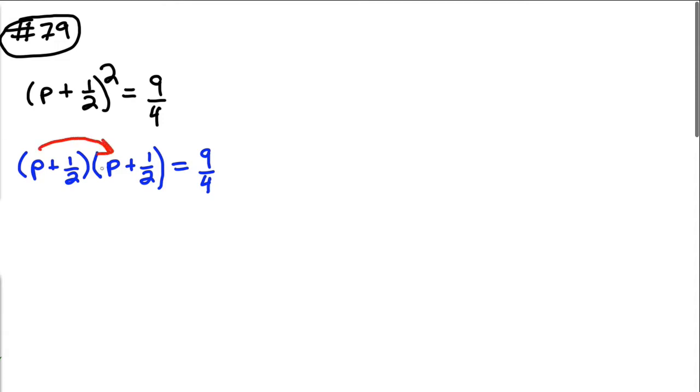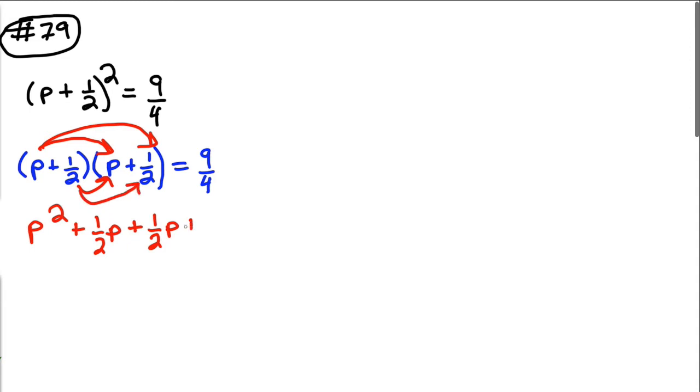So multiply p times p, which gives me p squared. P times 1/2 is plus 1/2 p. 1/2 times p is another 1/2 p. And then 1/2 times 1/2, that's plus 1/4, because remember, when you multiply fractions, you multiply straight across. And then that's equal to 9/4.